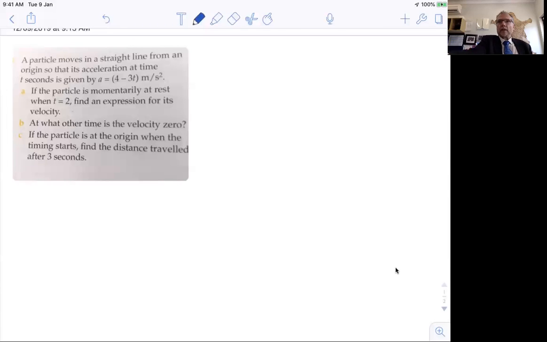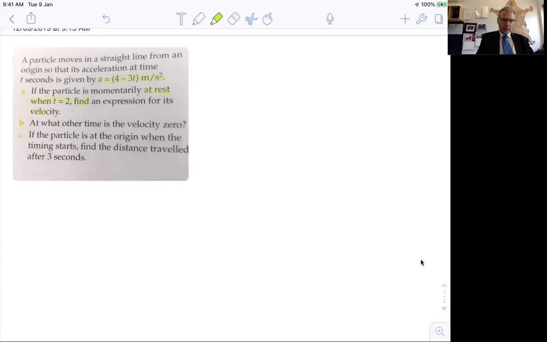So here we have another problem, and I'm just going to highlight the essential bits and pieces. We see we've got an acceleration statement, 4 minus 3t. We're told the particle is at rest when t is equal to 2 seconds. So that's some more information.